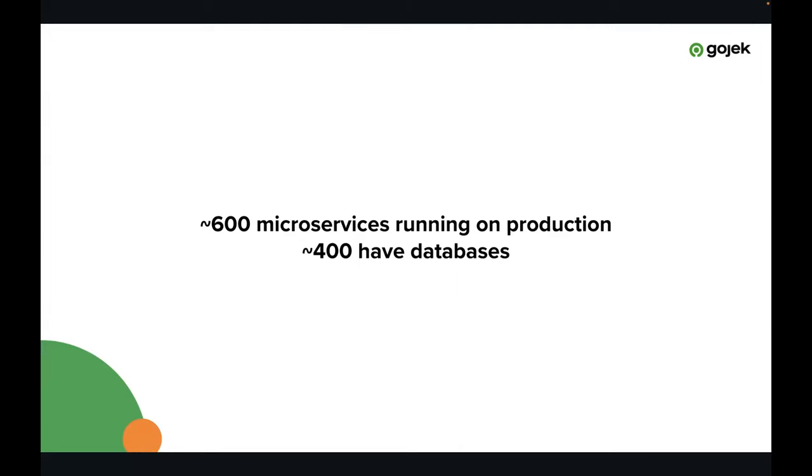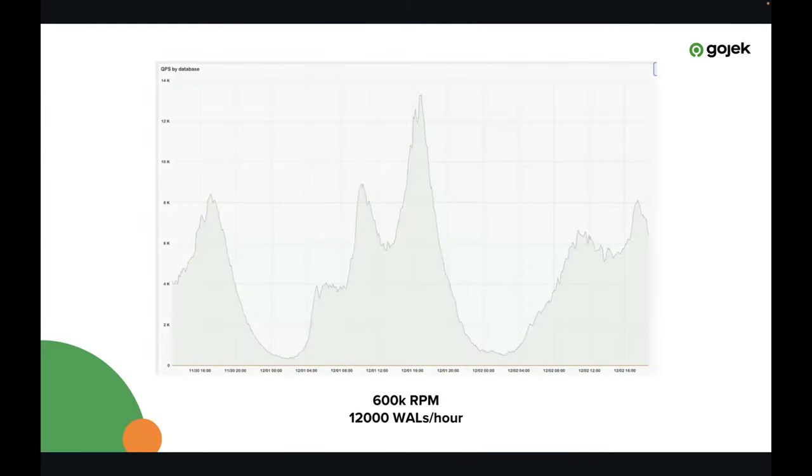So we will take a look at the scale of the database. This is the queries per second on the PostgreSQL database of the allocation service, which is around 600K requests per minute, and it generates around 12,000 WALs per hour. So WALs are the write-ahead logs. It is basically a transaction log, and it generates around five WALs, which are 16 MB each, per second, which is a lot of volume.